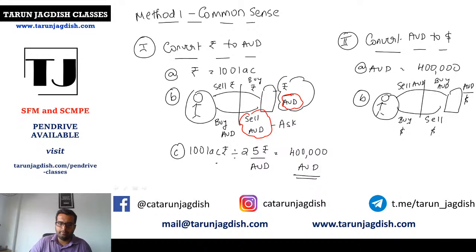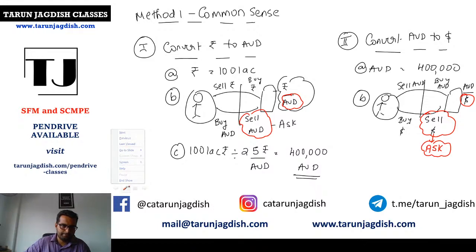Now the quote is AUD bar dollar. Am I right? So what are the two questions I told you? What is the commodity over here? It is turning out to be dollar and it will be sell dollar. So in this case, what rate will be relevant over here? Can you tell me? It will be the ask rate. Is everybody clear so far?